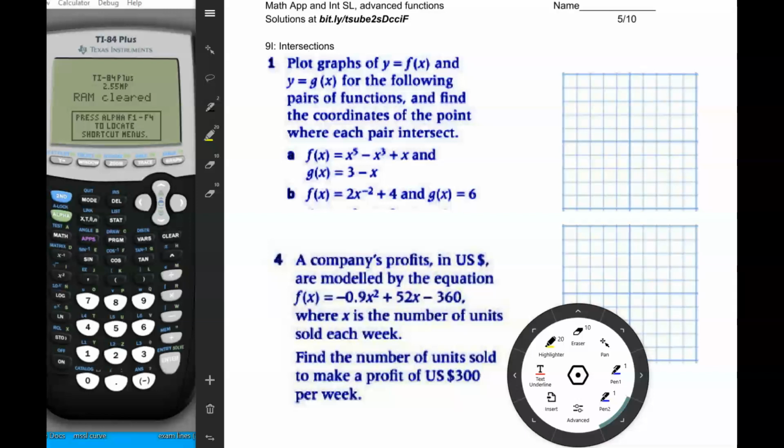Okay, here we are on page 5. Plot the graphs of y equals f of x and y equals g of x for the following pairs of functions and find the coordinates of the point where each pair intersect. Okay, so let's start out with f of x and g of x for a. We're going to do that in this grid here.